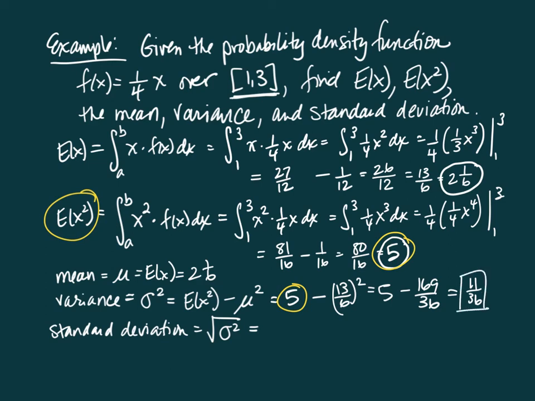And then remember, standard deviation is just the square root of the variance. And so the square root of 11/36, the square root of 36 is 6, so we can simplify this to the square root of 11 over 6. And so that is our last result. Okay. So E of x was 2 1/6, or 13/6, however you want to write that. E of x squared was 5. That means the mean is 2 1/6. The variance is 11/36, and the standard deviation is the square root of 11 over 6.